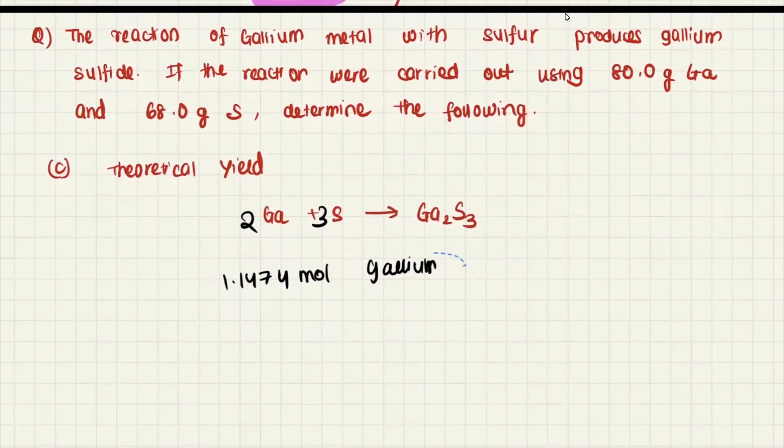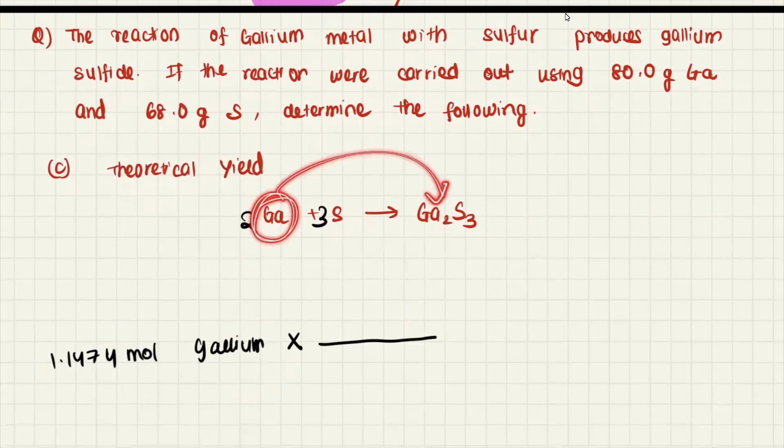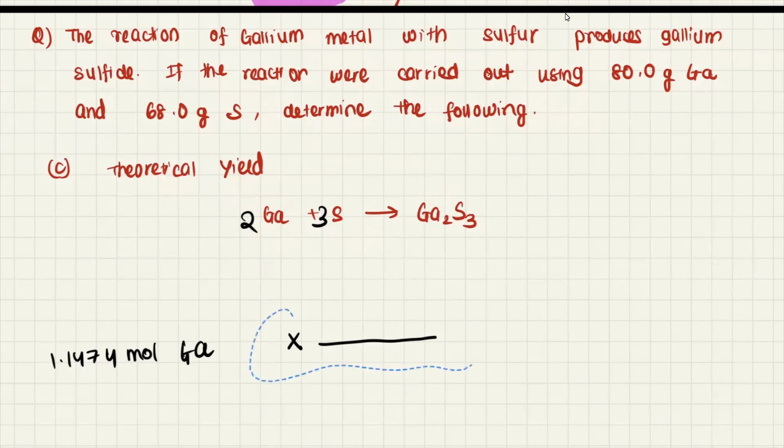Now, theoretical yield, if they're asking you how much of gallium sulfide is going to form, that's the question here. So first, we do a factor. We want to find how much of gallium sulfide is going to form. So let's just write this Ga, it's going to be much better. So first we need to be able to cancel the Ga, right?